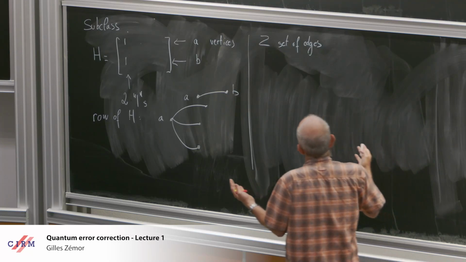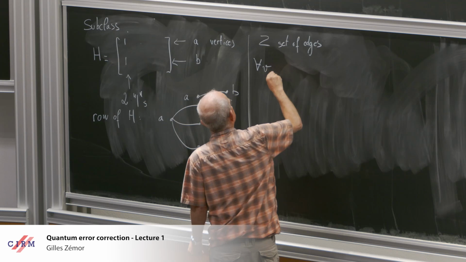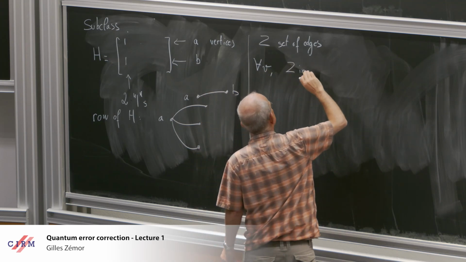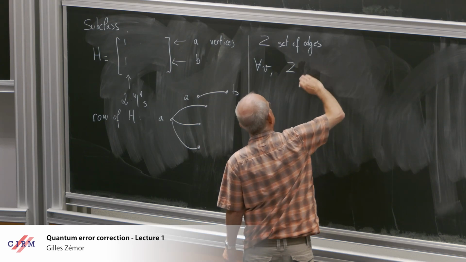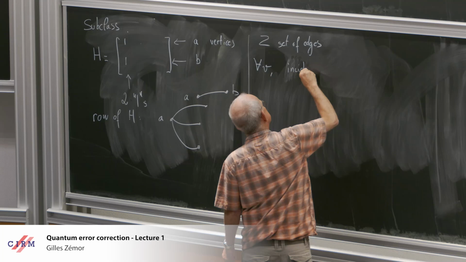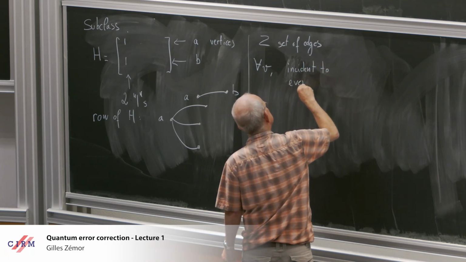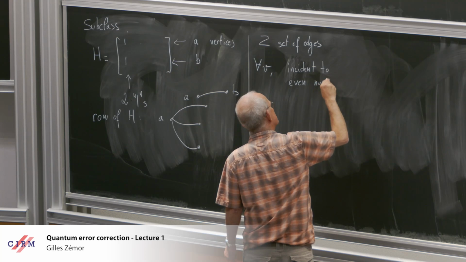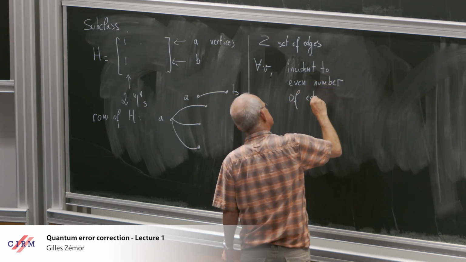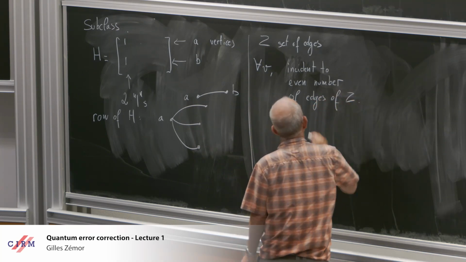And what is a code word? It's a set of edges Z with the property that for any vertex V, V is incident to an even number of edges of Z.